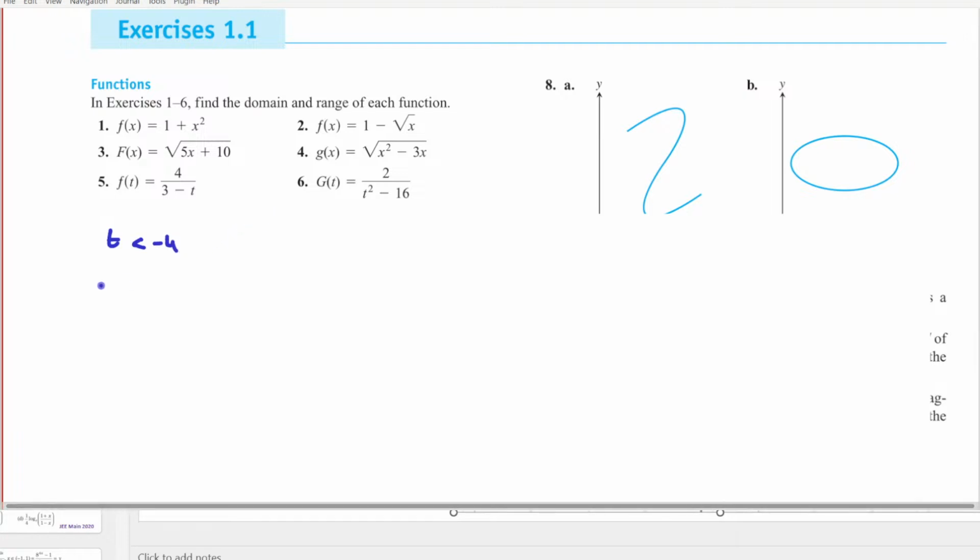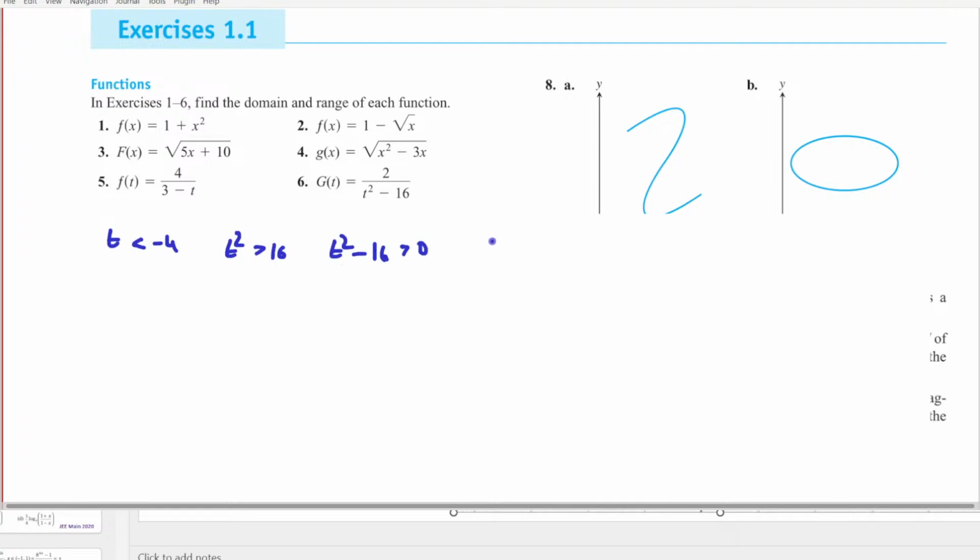or t is greater than +4. Okay, t is less than -4. What will happen to t square? T square will be greater than 16, right? T square minus 16 will be greater than 0, right? Agreed. Yes, sir. So t square minus 16 can be as big as you want, depending on t.